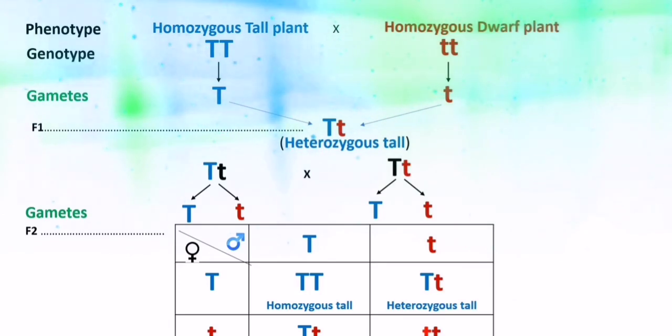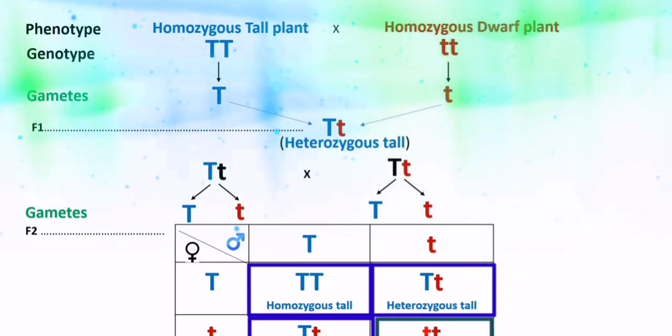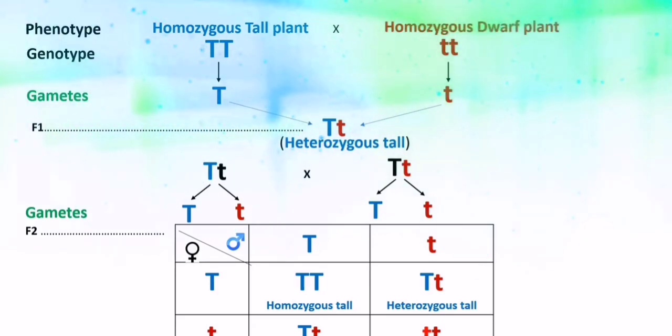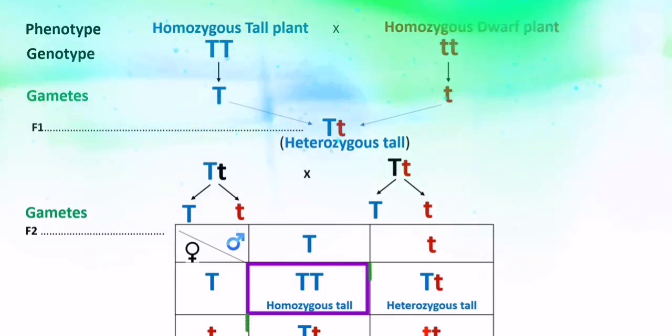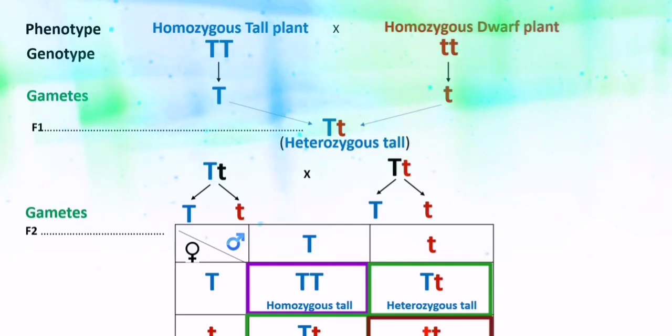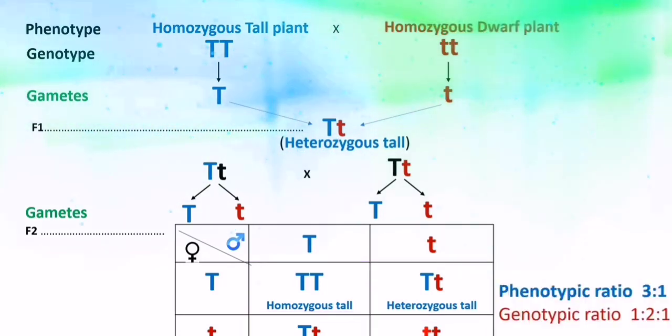There are 4 plants, out of which 3 plants are tall and 1 plant is dwarf. So the phenotypic ratio will be 3:1. 3 plants are tall, 1 plant is dwarf. Coming to genotype, we can see here 1 plant is homozygous tall, 2 plants are heterozygous tall, and 1 plant is homozygous dwarf. So the genotypic ratio will be 1:2:1.